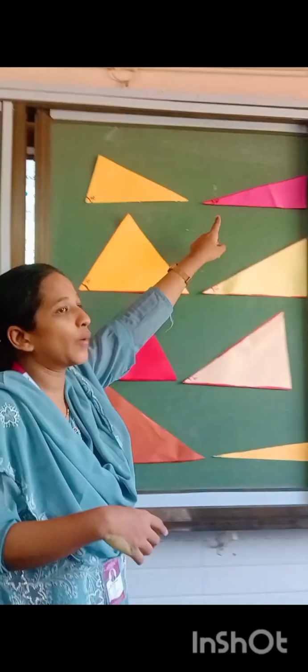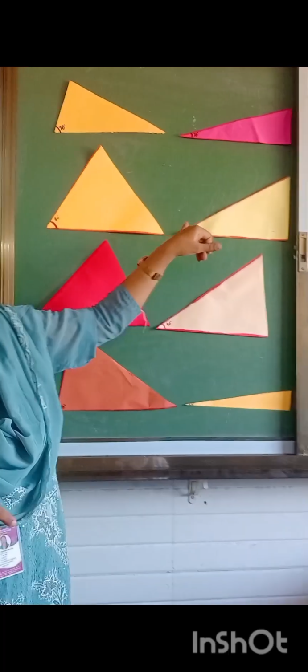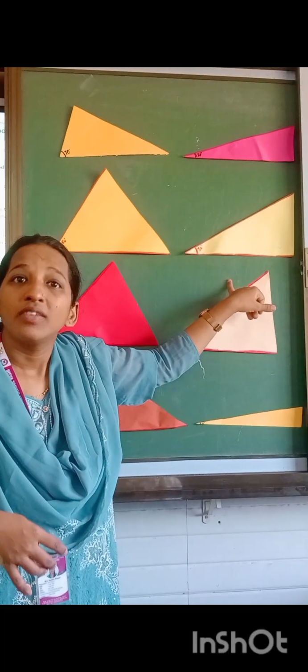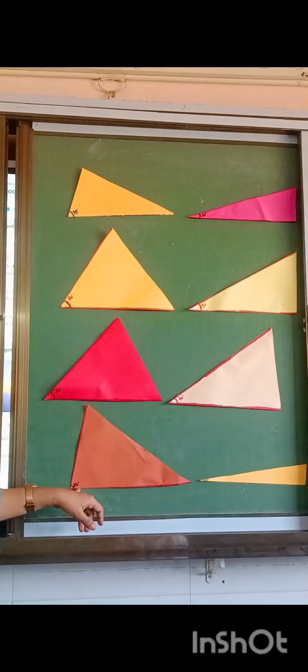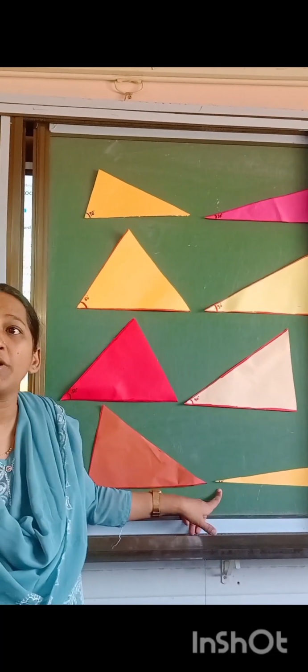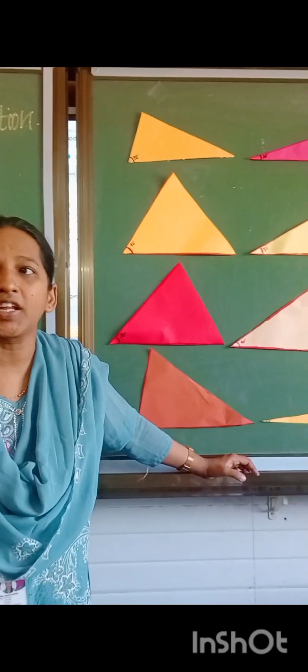Yes, Sadal. They are making a sum of 90 degree. Yes, correct. If you see 70 plus 20, how much would it be? 90 degree. 60 plus 30? 90 degree. Next is 50 plus 40. How much? 90 degree. And next is 80 plus 10. How much is it? 90 degree. So in all the pairs of angles, the sum you are getting is 90 degree.